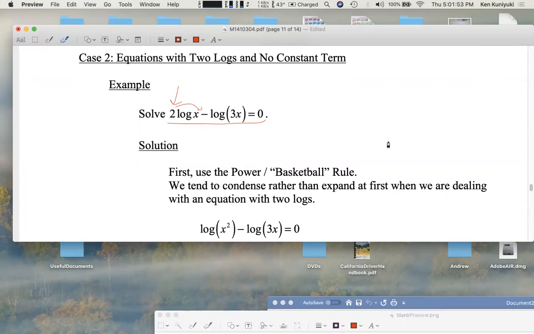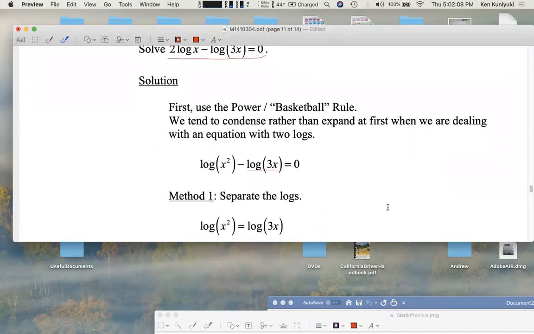And then there are a couple of different things we can do. Now, the fact that we have a 0 here helps a lot. We can easily separate the logs. And that's strategy 1, to separate the logs. We're going to add log of 3x to both sides. So we get log of x squared equals log of 3x.